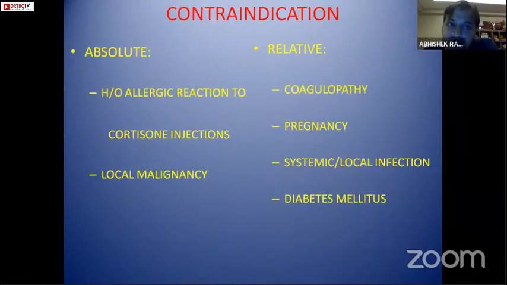Contraindications, as usual, as for other injection procedures, relative contraindications being coagulopathy, pregnancy, systemic or local infection, and uncontrolled diabetes.